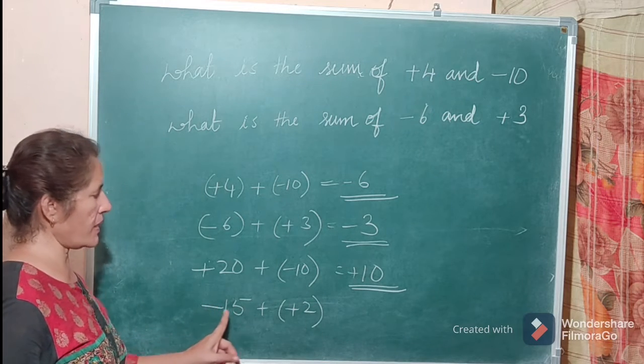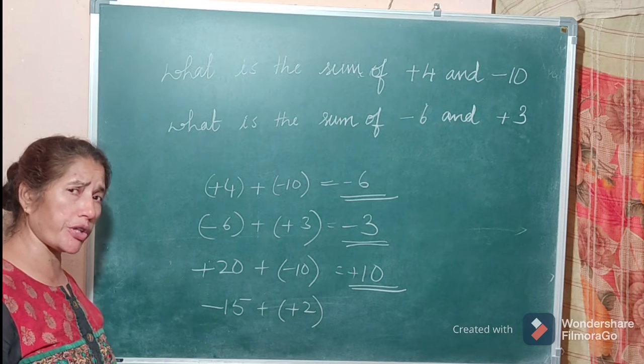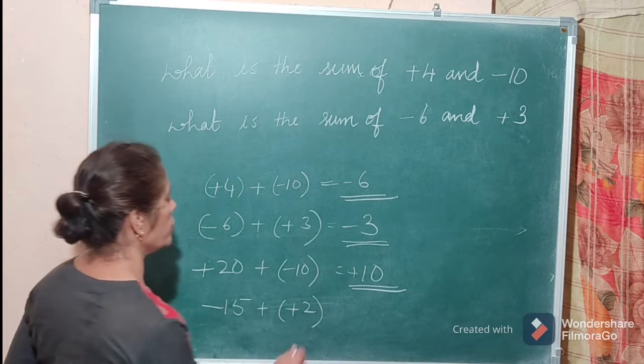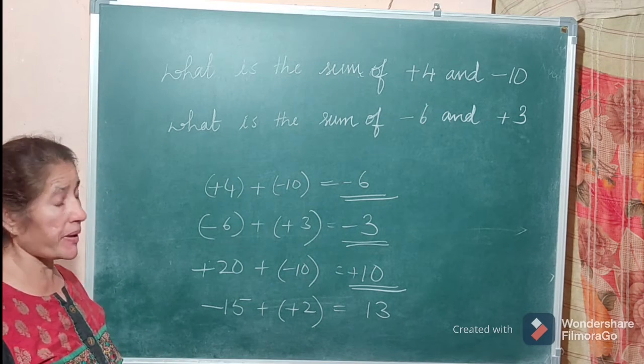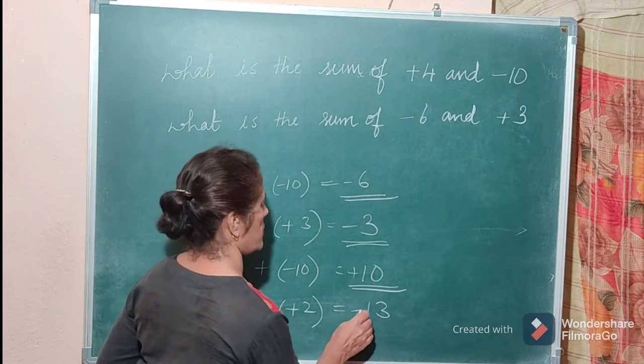What is the sum of minus 15 plus 2? This is the negative number. This is the positive number. So what do you do? You have to subtract the bigger number minus the smaller number. 15 minus 2, 13. And you have to put the sign of the bigger number. What is the bigger number? 15. What is the sign of that? Minus.